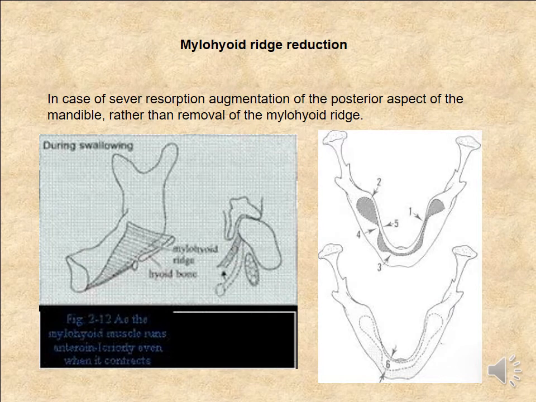Now for the mandible, we have the mylohyoid ridge. So how is the mylohyoid ridge reduced? In case of severe resorption, augmentation of the posterior aspect of the mandible is preferred rather than removal of the mylohyoid ridge. If there is excess elevation of the mylohyoid ridge and very shallow alveolar bone, you must remove it by cutting this part of the bone, or by putting a bone graft to increase the size of the alveolar process.